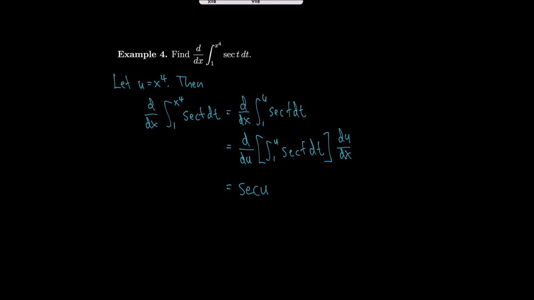Then the derivative of u is what we have to remember. Well, u was x to the 4th. So when we take the derivative of u, that'll just be the derivative of x to the 4th, which is 4x cubed. So when you apply the fundamental theorem of calculus to something with a function of x, you just keep the exact same thing and don't forget to multiply by the derivative of that function.